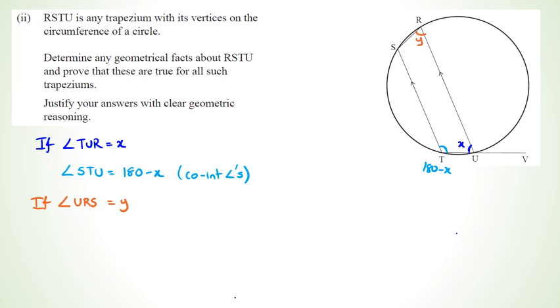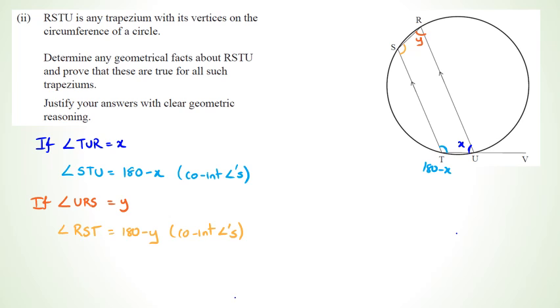And again, this is one of those if things. If angle URS equals y, then I can say that angle RST would then equal 180 minus y. Again, this is because they are co-interior angles. Now, this is a quadrilateral inside a circle, which means the opposite angles must add up to 180 degrees.